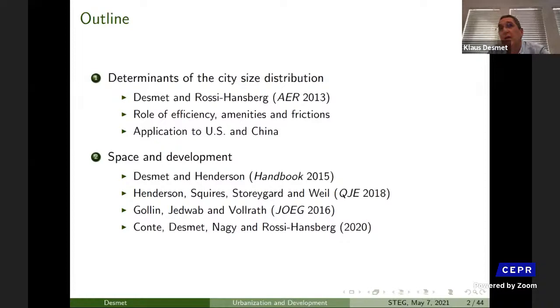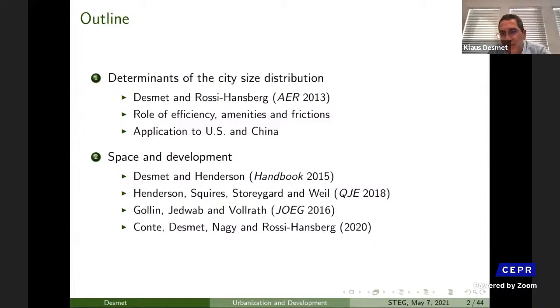For example, might it be the case that China is slowly moving in the direction of the urban system that we have in the US? And if so, what does that imply in terms of future gains or losses in terms of welfare? There are lots of interesting questions here. And so that's going to be the main part of my lecture.